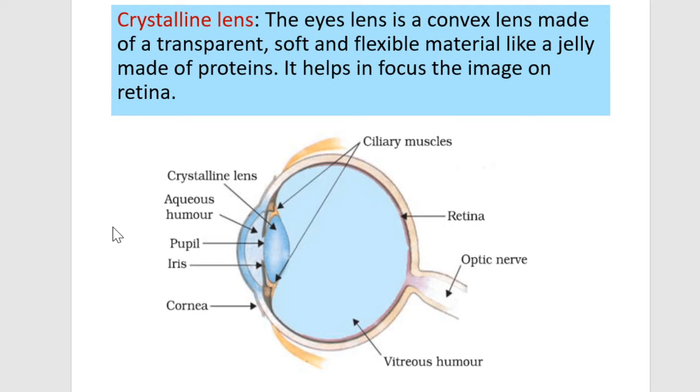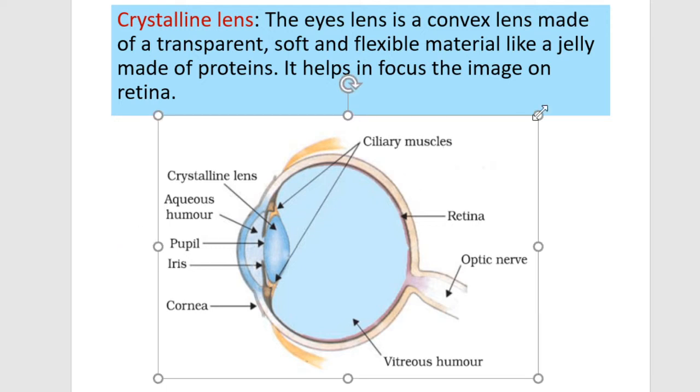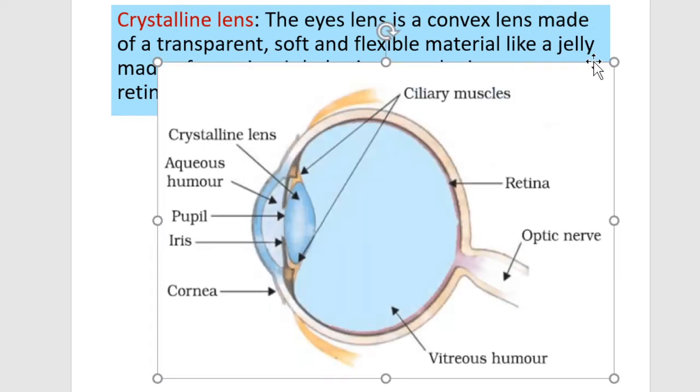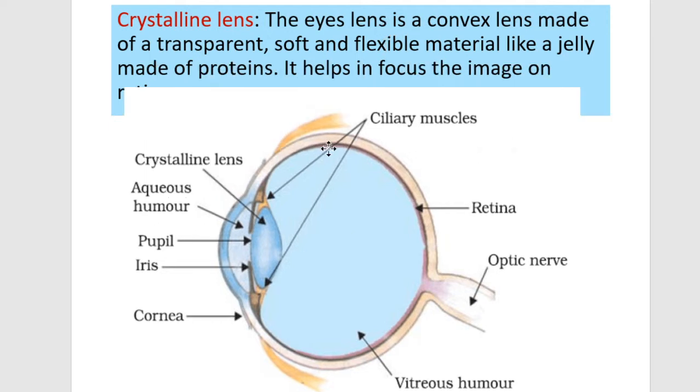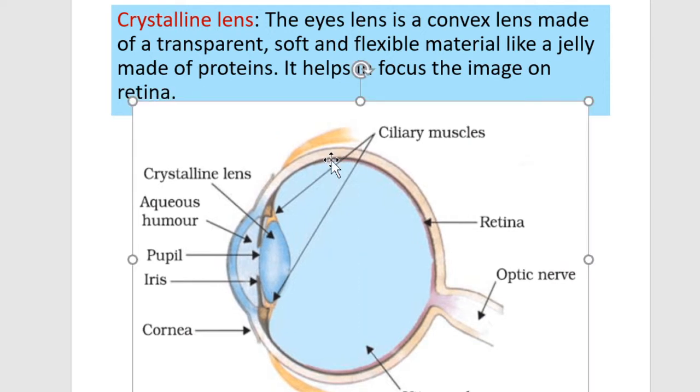Next is crystalline lens. I already told you that our eyes have got a lens. The lens is convex in shape, and it is transparent, soft, flexible. It is made up of a transparent, jelly-like material. It's basically protein, which helps to focus the image.